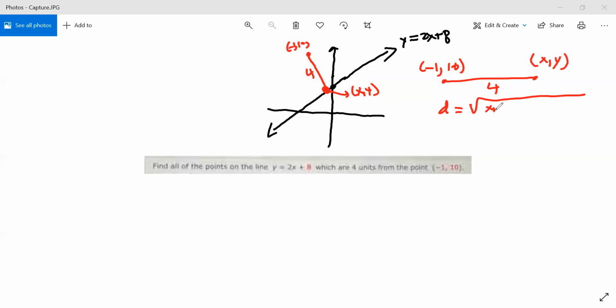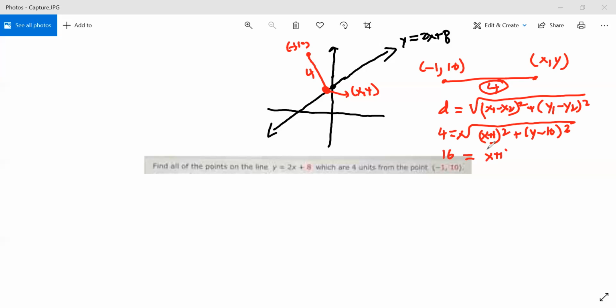The distance formula is the square root of (x1 minus x2) squared plus (y1 minus y2) squared. Just compute that, and d equals 4. We are already given the distance. So 4 equals the square root of (x + 1) squared plus (y - 10) squared. Then I will just have to solve this equation. Square both sides because it's a radical, we want to get rid of it. So that will be 16 equals (x + 1) squared plus, now I know that y = 2x + 8.